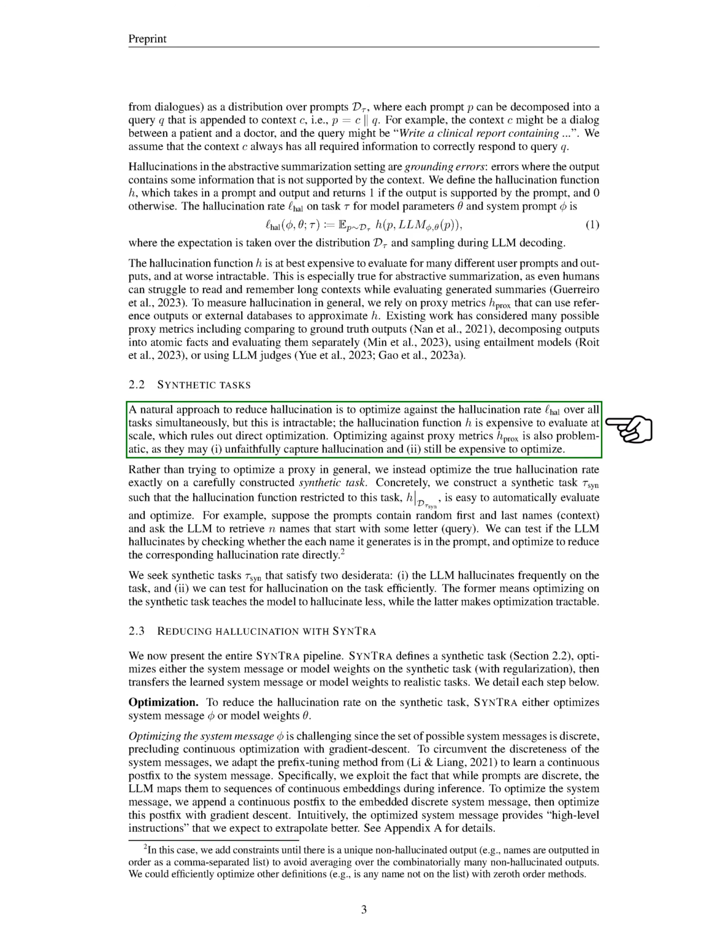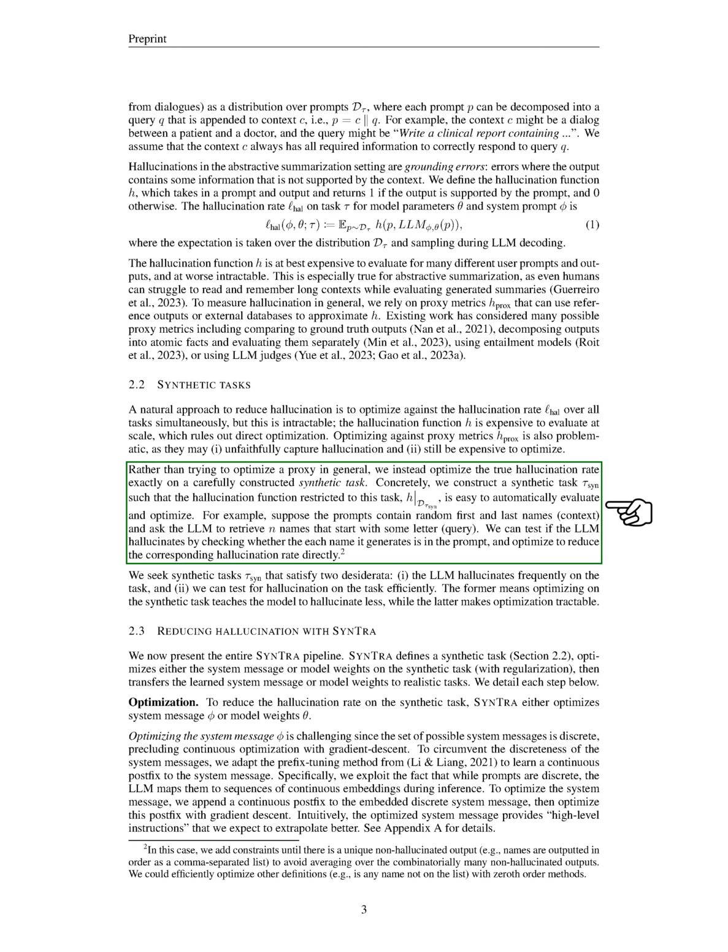Section: Synthetic Tasks. We're going to discuss a method to reduce the occurrence of hallucination, which is when a language model generates information that isn't present in the input data. The straightforward approach would be to optimize against the hallucination rate across all tasks at once, but this isn't feasible. The hallucination function is too complex to evaluate on a large scale, making direct optimization impossible. Using proxy metrics to optimize is also problematic, as they may not accurately represent hallucination and could still be costly to optimize.